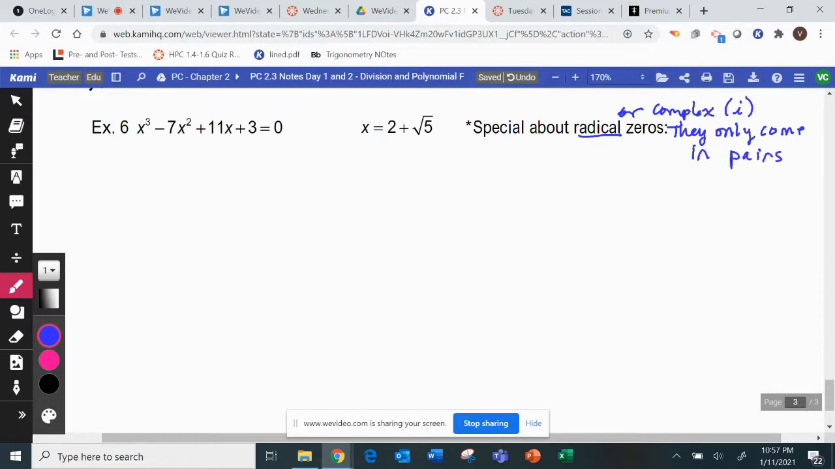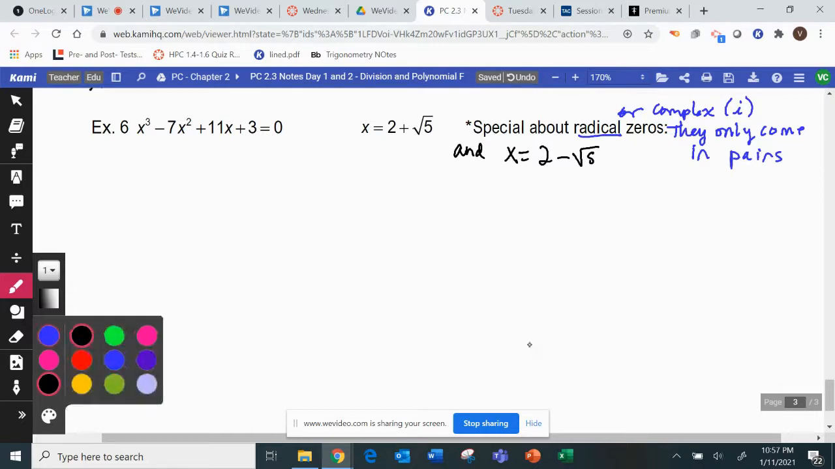They only come in pairs. So if I have an x equals 2 plus square root 5, then I also have to have an x equals 2 minus square root 5. You guys know when we take the quadratic formula, it's x equals opposite b plus or minus square root. It's always a plus or minus when we have these zeros. So if you see one, you have to assume there is a second one.